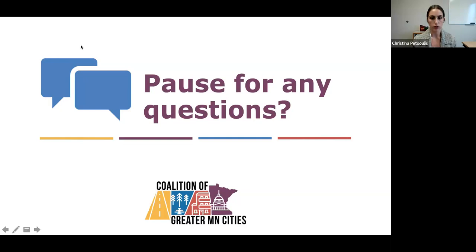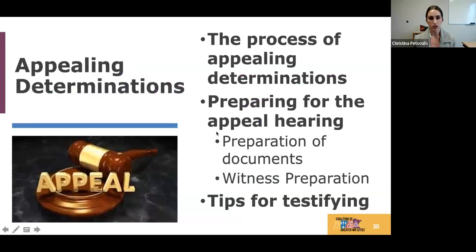So we're going to actually go into looking at appealing these determinations that Angel was just talking about. As she discussed, once the employer has the opportunity to respond to the information after the employee submits the application for UI benefits, DEED will come up with a determination, either they're eligible or not eligible. And either the employer or the employee, depending on the result, will have the ability to appeal the decision. So we're just gonna look at that process and what that looks like. And then we'll look at preparing for that hearing, putting documents together, witness prep, and then I'll give you some tips for testifying as well.